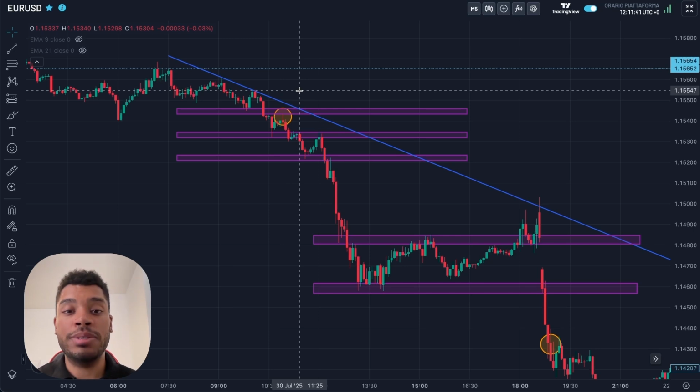Of course, this same setup can also be used during an uptrend. In this specific case, first you need to identify the uptrend, then you need to wait for the resistance to be broken, and after that wait until there is a retest of the resistance that has now switched to a support, and that's your trigger to enter the trade and to ride the trend.